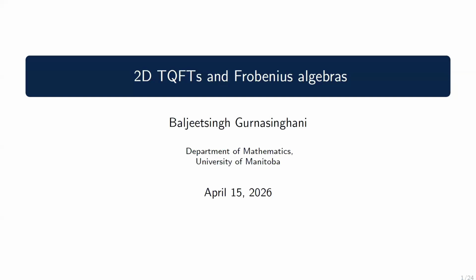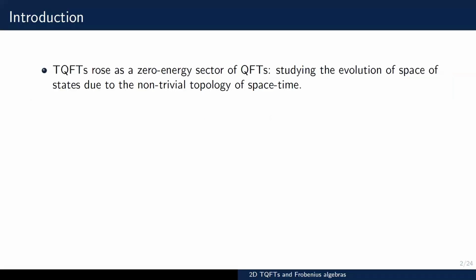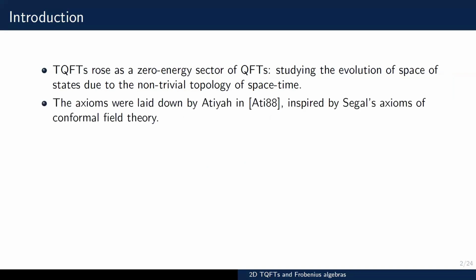Okay. Thank you everyone for attending. Today I'm just going to give a rather simple talk on the correspondence between two-dimensional TQFTs and Frobenius algebras. TQFTs, as all of you might know, have their origins in physics, where we study the evolution of the space of states only due to the non-trivial topology of space-time. So we don't consider any Hamiltonian or the wave function. This is an axiomatic theory like quantum mechanics, and the axioms were laid down by Atiyah based on some of Witten's work in a paper in 1988.